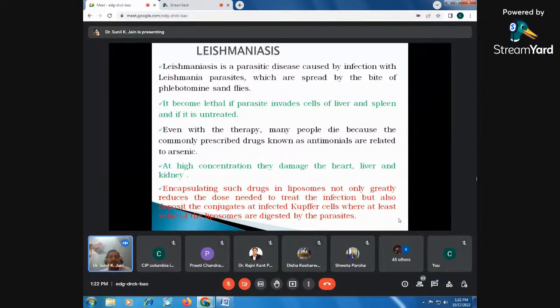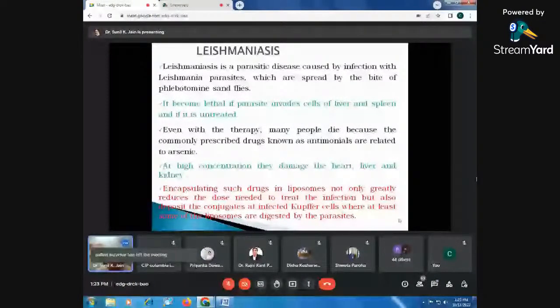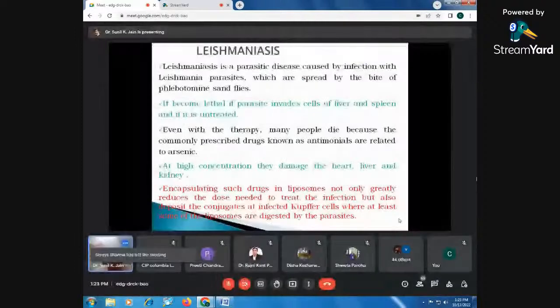They play a very important role in the treatment of leishmaniasis. As we know, it's a parasitic disease caused by infection with the leishmania parasite, which is spread by the bite of phlebotomine sand flies. It infects cells of the liver and spleen, and for treatment, many antimonial agents are used. Antimonial agents can damage the heart, liver, and kidney. This is a very serious side effect: if you use antimonial drugs for leishmaniasis, they cause great damage to our body.